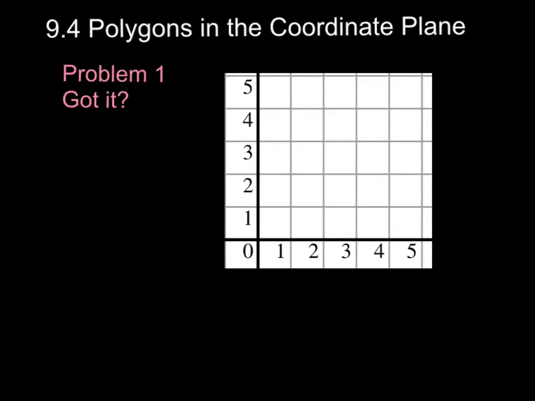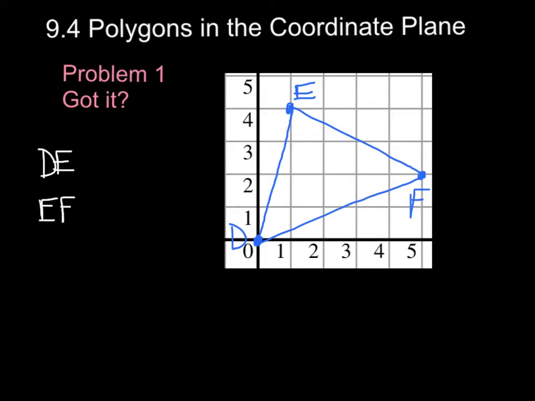So if we turn the page to page 580, problem 1, the Got It. Classifying a triangle. So it says triangle DEF has the vertices 0, 0, 1, 4, 5, 2, and it gives the points. Show that this is scalene. So first we're going to graph the points. I've already drawn the triangle, and we have to prove that this is scalene. So what we need to know is the distance from D to E, the distance from E to F, and the distance from F to D.